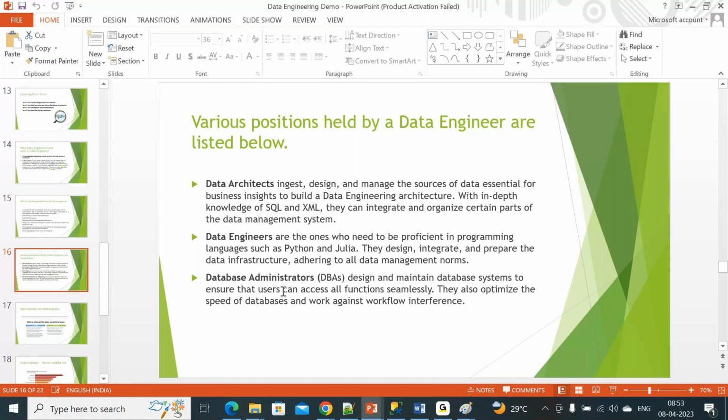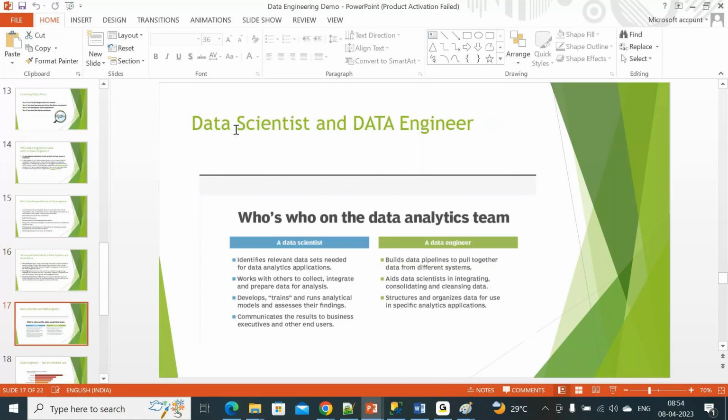Next, data scientist and data engineer. Who is a data scientist? Who is a data engineer? As a data engineer, you build pipelines. Whatever data is provided by your data engineer will be given to the data scientist. The statistics say that for one data scientist there should be 8 data engineers.